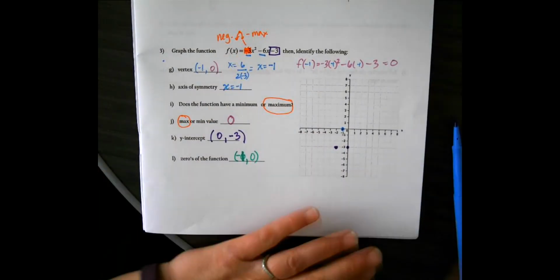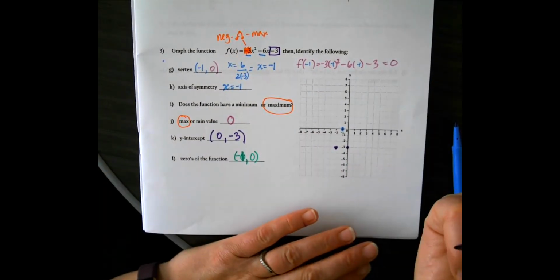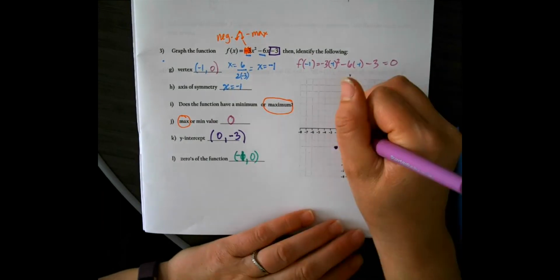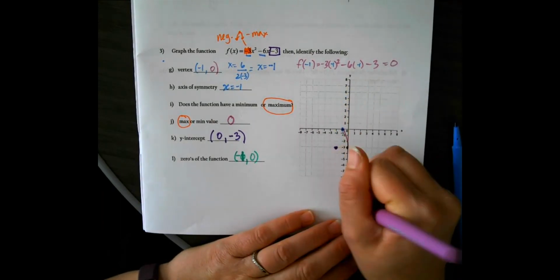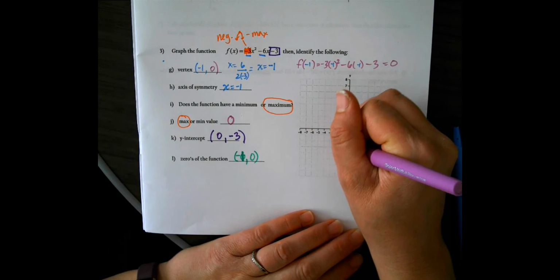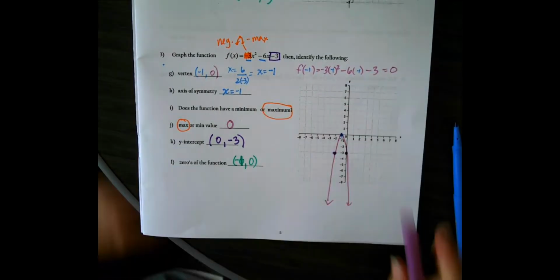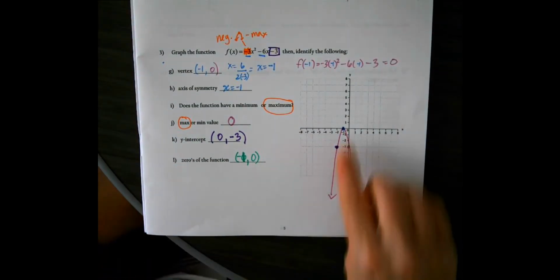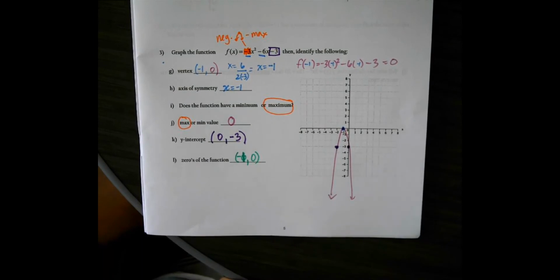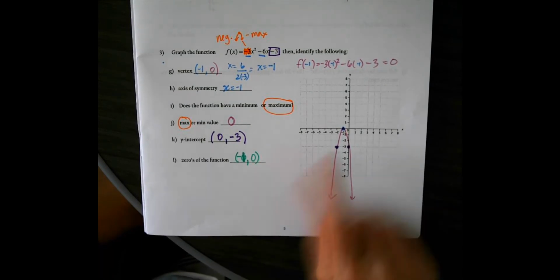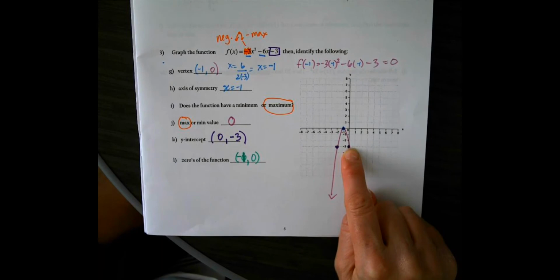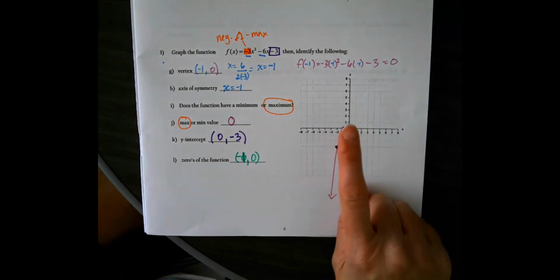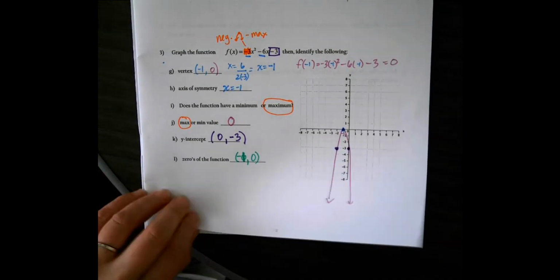So I'm just going to go ahead and connect. Even though I only have those 3 points, I am not using straight lines. I am just going to make it ever so slightly curved. And there we have it. It's going down. I have my maximum value of 0. My y-intercept is (0, -3). My x-intercept, or my zero of the function, is (-1, 0). There we go.